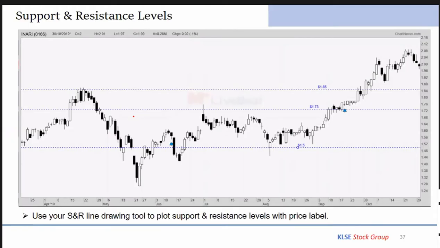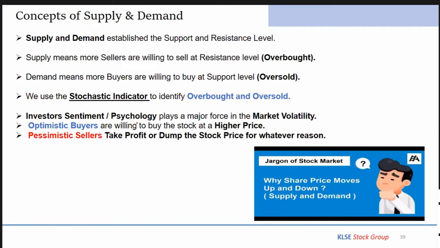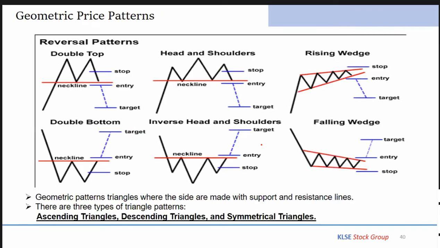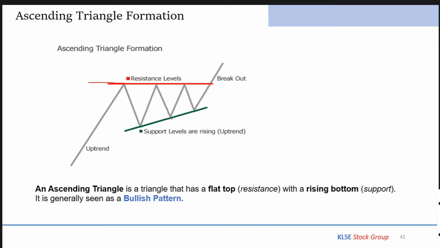What else? Supply and demand. Price patterns. I'll go through some fast price patterns for your general understanding. Let's look at the ascending triangle. Sometimes the price can form a triangle like that, and then the price can break out. So it's called an ascending triangle formation breakout.